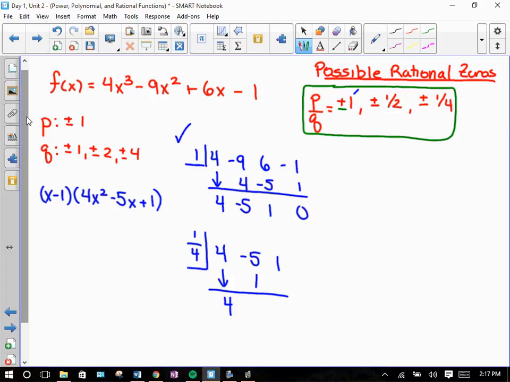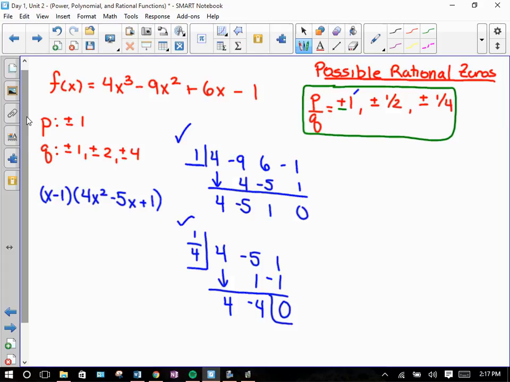-5 plus 1 is going to be -4. 1/4 times -4 is going to be -1. That's a 0 because I add them now. So that tells me that 1/4 is a 0. Okay? Are we good so far?